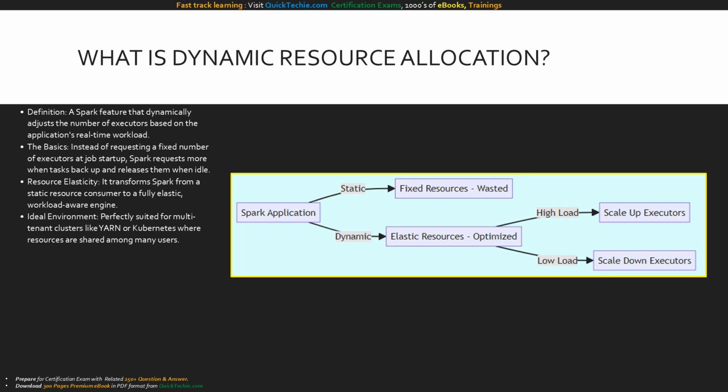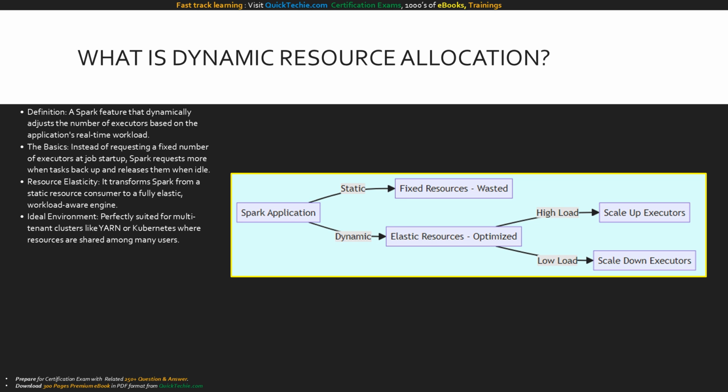Let's begin by defining what dynamic resource allocation, or DRA, actually is. When you run a Spark job traditionally, you ask for a fixed number of executors. If you ask for 50, you get 50, and you hold on to them for the entire lifecycle of the application even if they are sitting idle. DRA completely flips this paradigm.